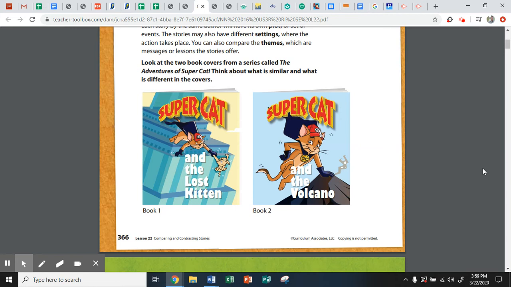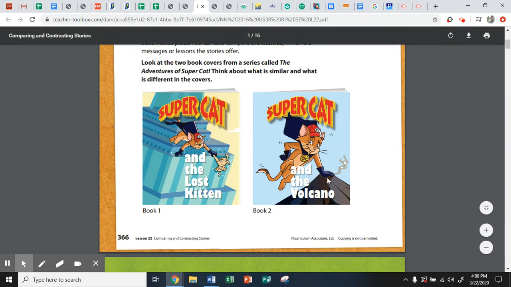As far as the plot, book one, I would say the plot is that Super Cat is rescuing a lost kitten. Whereas book two, the plot would be that Super Cat stops a volcano from erupting. You can tell because Super Cat is almost plugging the end of the volcano right there.